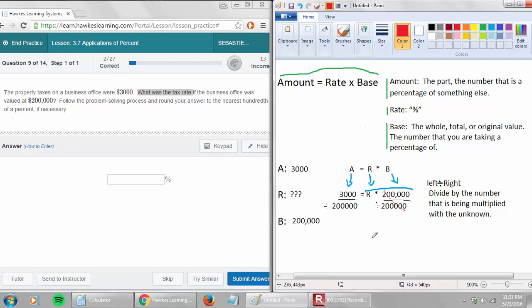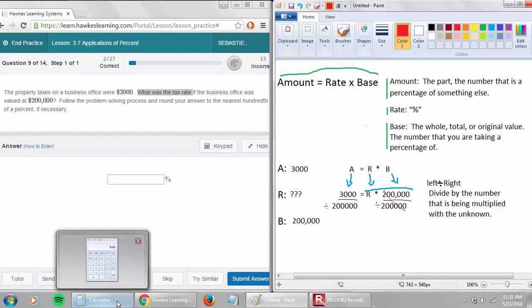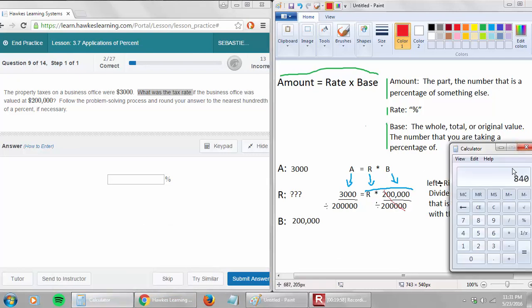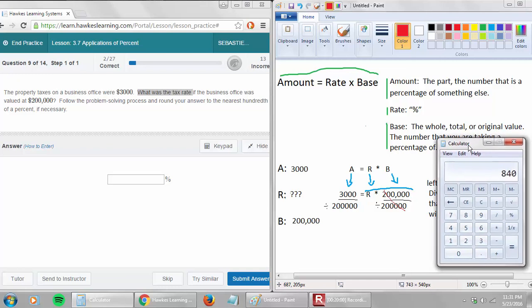When you do that division, be careful. It's always top divided by bottom. So a mistake that people often make with these questions is they divide in the wrong order, and the order that you divide in matters. So it's going to be 3,000 divided by 200,000. Just make sure I have the right number of zeros in there, and I hit equals, and it looks like a horrible decimal, and that's okay. 0.015 is what I'm getting here.